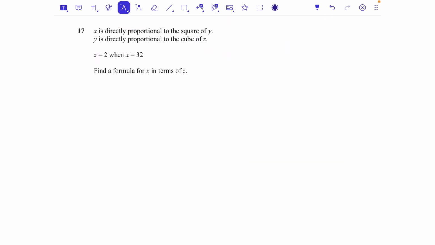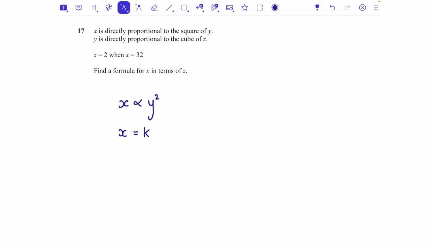Number 17, x is directly proportional to the square of y, and y is directly proportional to the cube of z. z is 2 when x is 32. Find a formula for x in terms of z. Okay, so we've got two different formulas here and we're going to try and combine them. So x is directly proportional to the square of y. If you watch my videos, you know I often say you can't solve equations with fish in them, so we need to change it for an equals and a k.